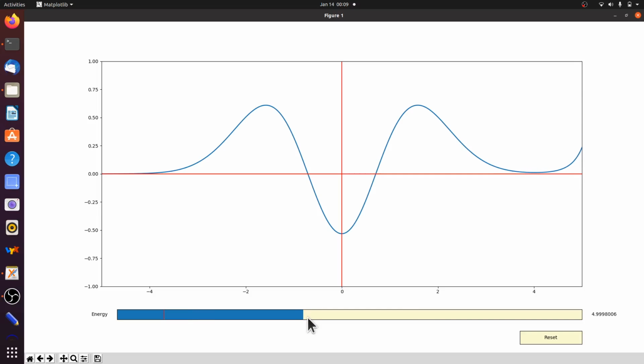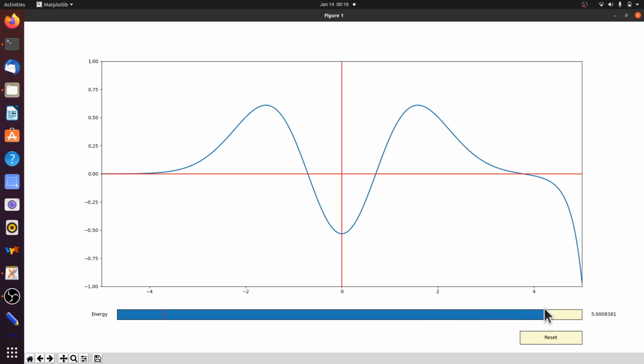As you get closer and closer to 5, if you're right around here, you have managed to get the neat second excited state. That is the one which corresponds to n equals 2 and hence lambda equals 5 of the harmonic oscillator. And as you move further, of course, the wave function starts diverging again.